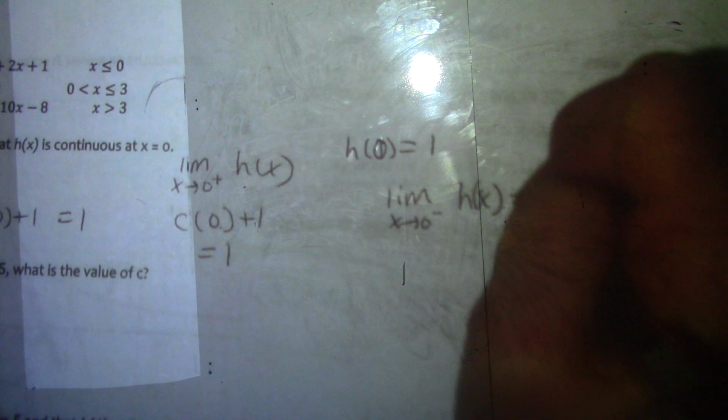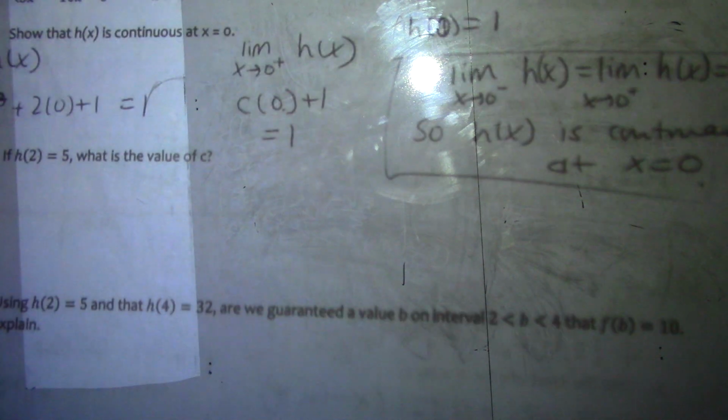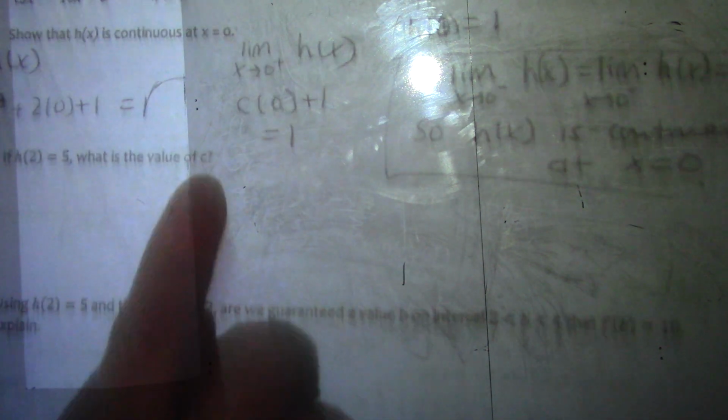So the limit as x approaches 0 from the left of h of x equals the limit as x approaches 0 from the right of h of x, which equals h of 0. So h of x is continuous at x equals 0. Not at x equals 1. Sometimes I accidentally put the y value at x equals 0. Alright, if h of 2 equals 5, what is the value of c? So think about it. When x is 2, that's this one right here. So that would mean c times 2 plus 1 equals 5. Subtract that over. C times 2 equals 4, so that means c equals 2.